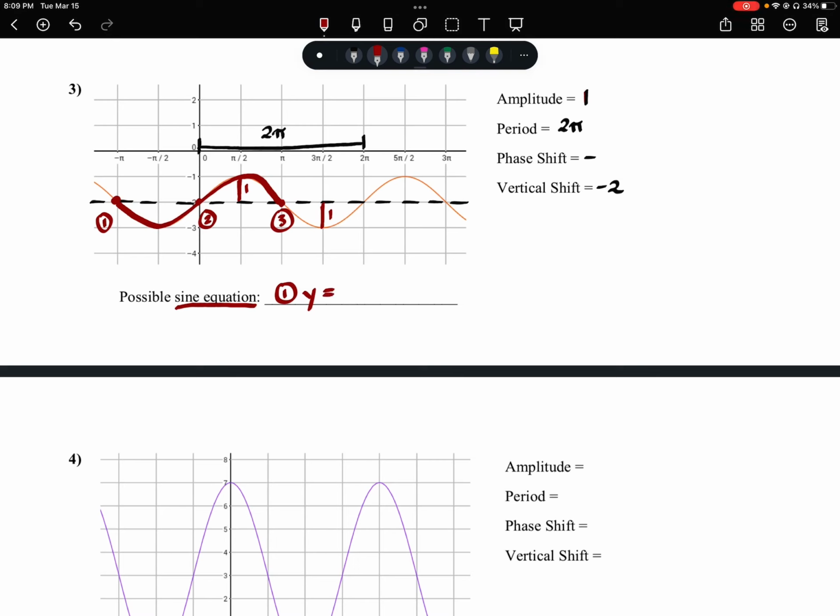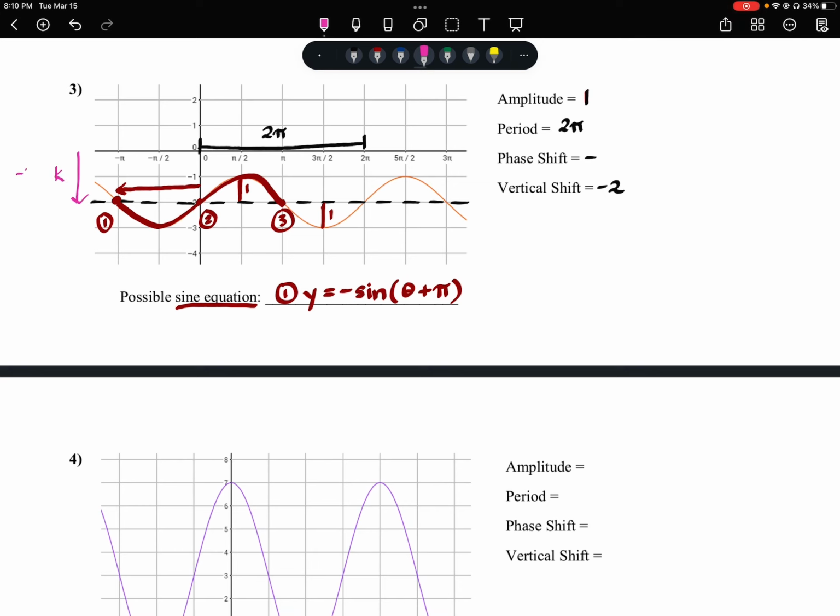So as we look to write it out, for number 1, we'll say y is equal to, and this one looks like a negative sine function, so we're going to say a negative. Since the amplitude is 1, we'll just say negative sine of, and then it looks like we have been shifted back to negative pi. So we'll say this would be theta plus pi. And then remember on this one, since we have our vertical shift down 2, negative 2 is going to equal our k. So we need to have at the end of this minus 2.